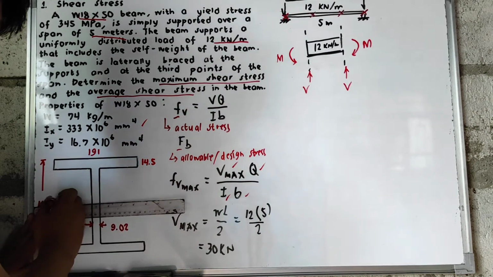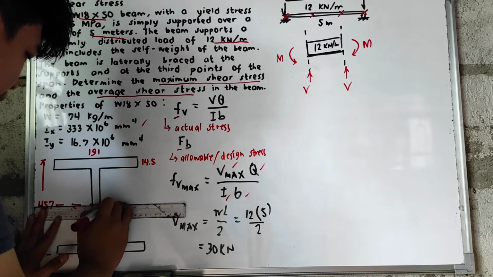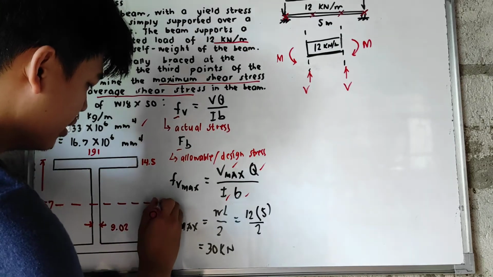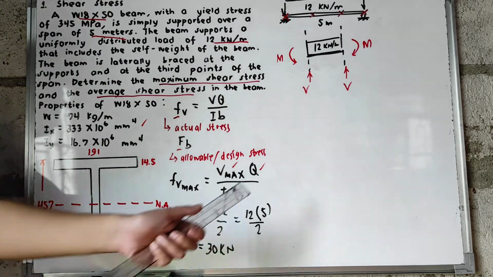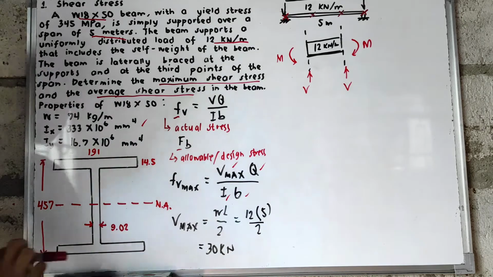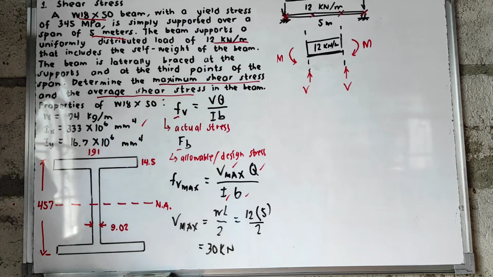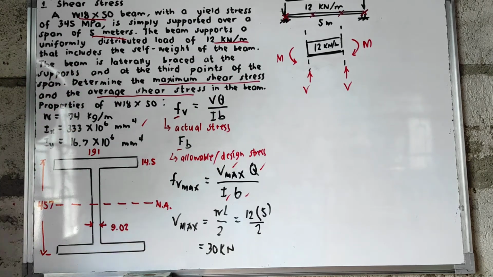So for this one, this is our neutral axis. So, upon locating your neutral axis, you can now calculate the value of your Q. So, paano natin i-compute yan? So, you can choose yung top o yung bottom. It depends upon your choice.